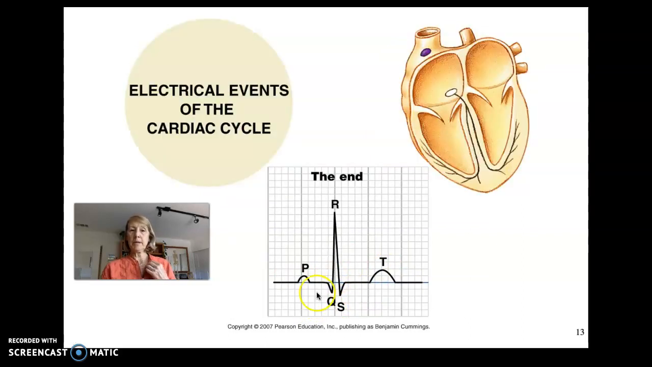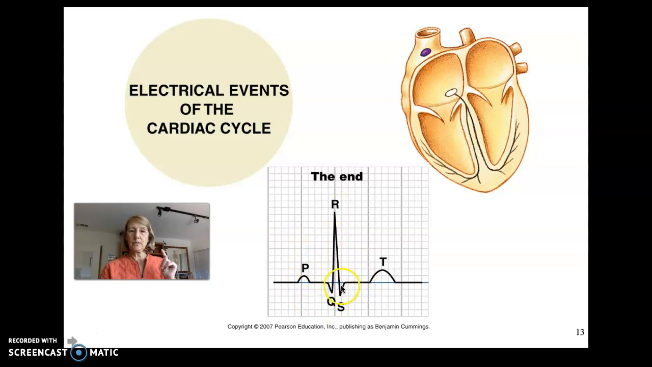Okay, so big reminder, P represents depolarization of the atria. QRS represents depolarization of the ventricle. T represents repolarization of the ventricle. And where is the repolarization of the atria? It's hidden. It happens somewhere around here.